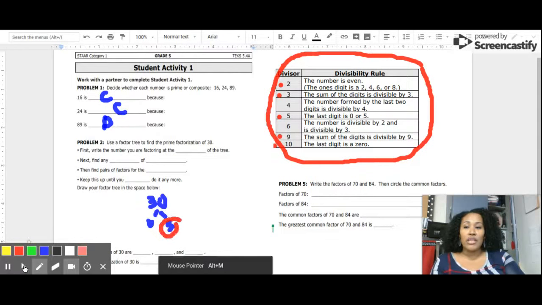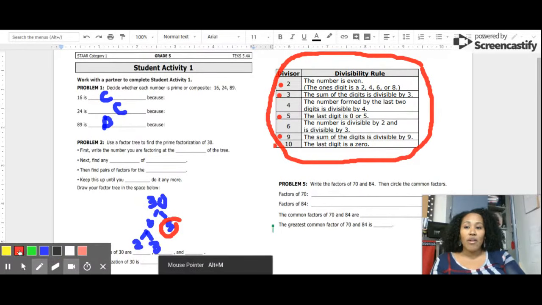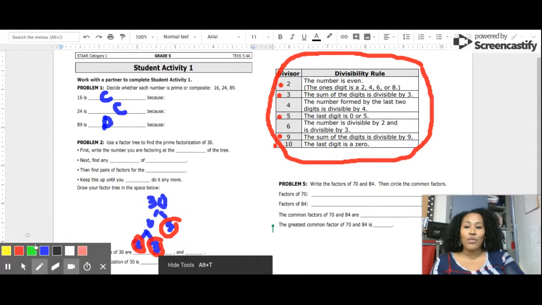We're going to circle it. Can I continue to break down that 6? Yes, I can. 6 can be broken down into a 2 and a 3. Are those prime numbers? Yes, they are. So that's the 2, that's the 3. That looks horrible, but it will be just fine. The 2 and the 3.